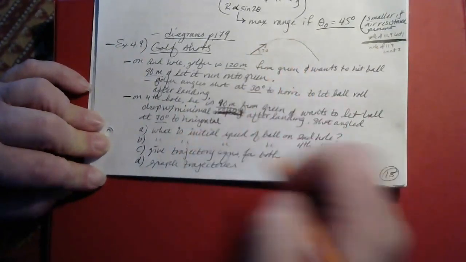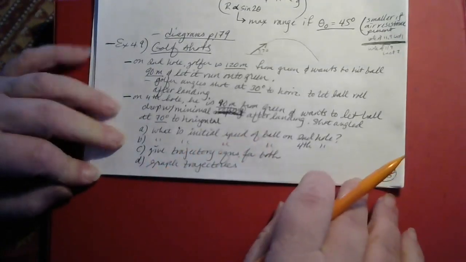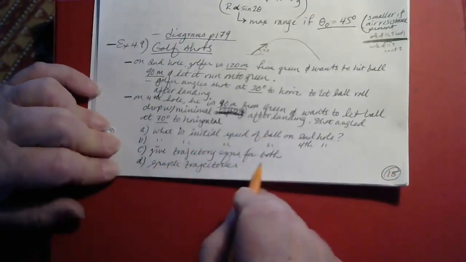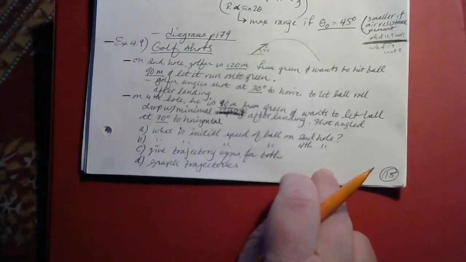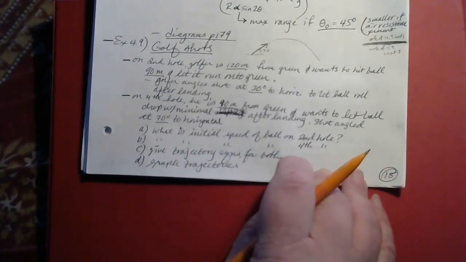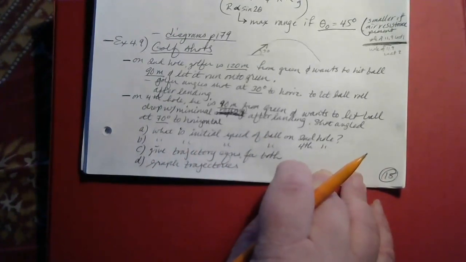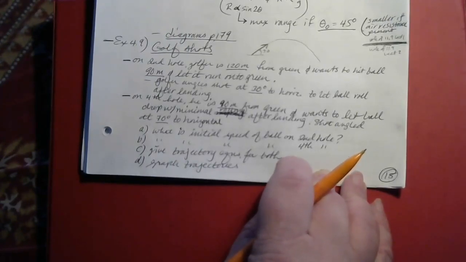And so the question is, what is the speed of the ball that will be necessary to land the ball where we want it to with the angle that was given on the fourth hole? And then the trajectory equations for both. Remember, trajectory just means the path followed by the ball. When they say trajectory equations, what they mean is an equation that will tell you the ball's position in terms of X and Y coordinates at any given time during its flight. And so we'll have to come up with those. And then it wants a graph of the trajectories, which we'll see about later.